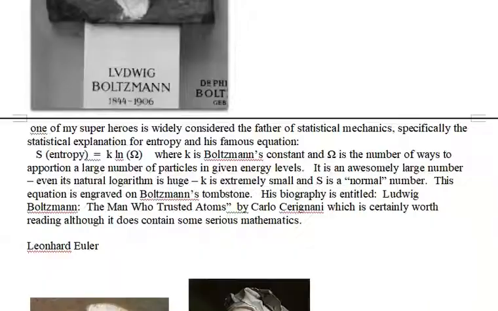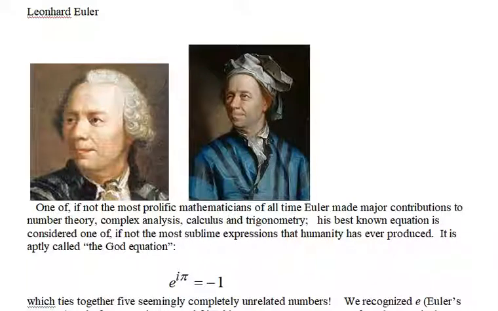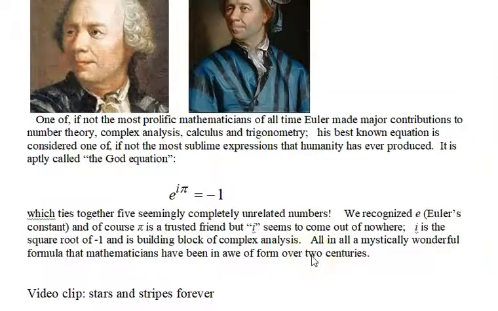Okay, last but certainly not least is one of my all-time favorites and my superhero, Leonhard Euler, considered by many to be the most brilliant mind that ever lived. In his later years, he was blind. These are two pictures of him, probably a little bit earlier, maybe a little bit later. And he made incredible contributions that are still being deciphered to this day in number theory, complex analysis, calculus, trigonometry, and lots more. And he is best known for perhaps one of the most amazing statements ever written by man.